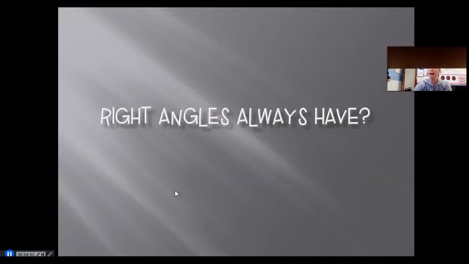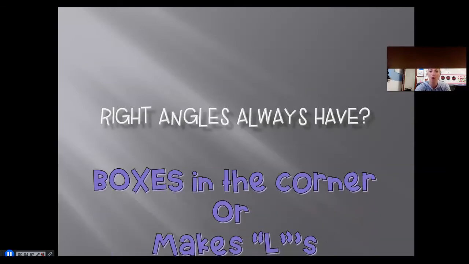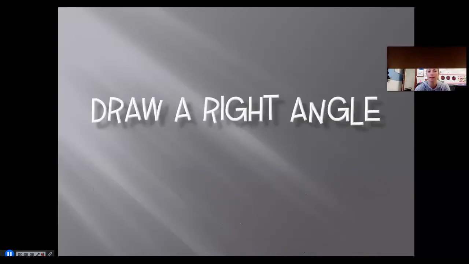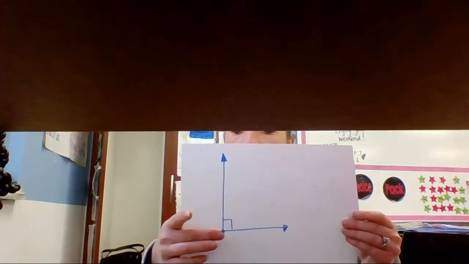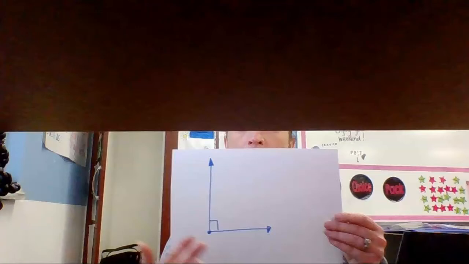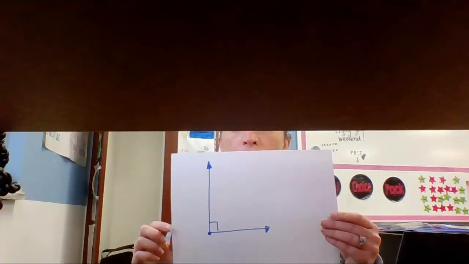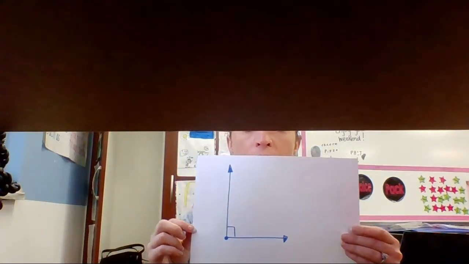Right angles always have what? When you are drawing, right angles must always have boxes in the corner. And we must remember that they make L's. So right angles always have boxes. All right, draw me a right angle. All right, this is what you should have drawn for a right angle. You should have had a dot in the corner, two rays, and a box in the corner. That is a right angle.